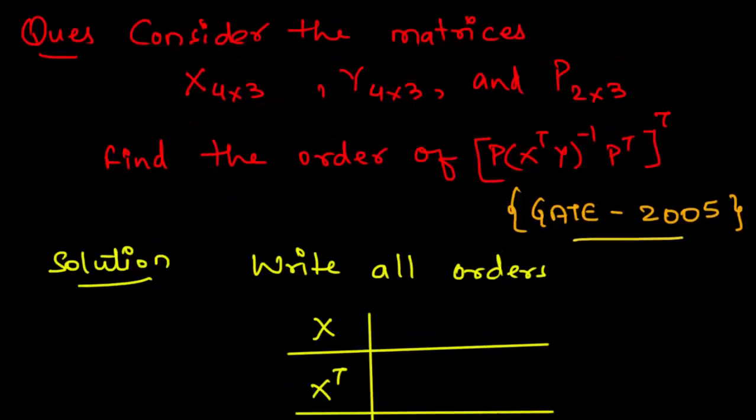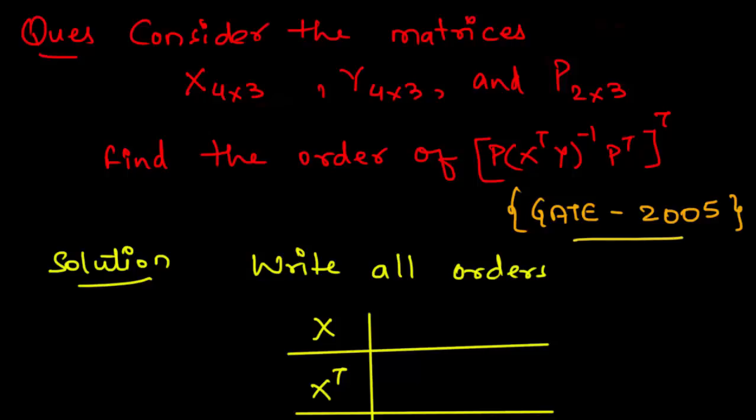Okay, so we have X as a 4 cross 3 matrix, Y as a 4 cross 3 matrix and P as a 2 cross 3 matrix. And we have to find the order of this huge expression. Whenever these types of problems come, I have a fixed set of steps which I follow. Although it becomes a bit lengthy, your answer will be 100% correct. So if you're starting out, I would suggest you follow along. And if you are already experienced with these types of problems, then you can skip.